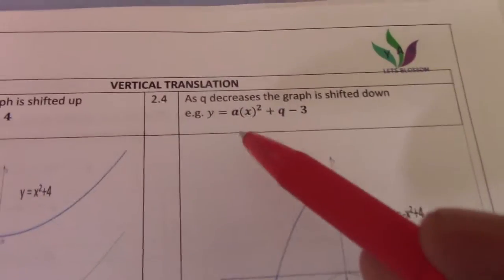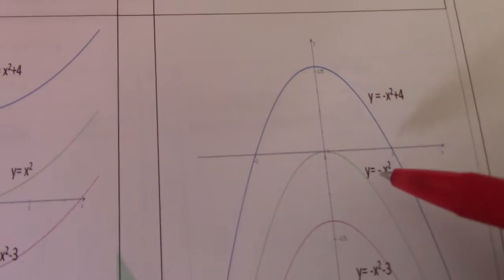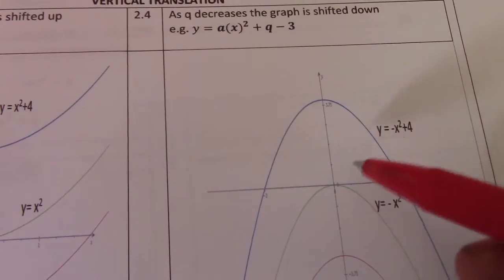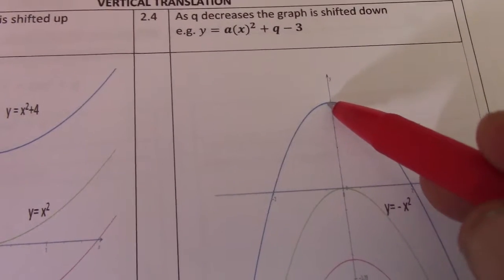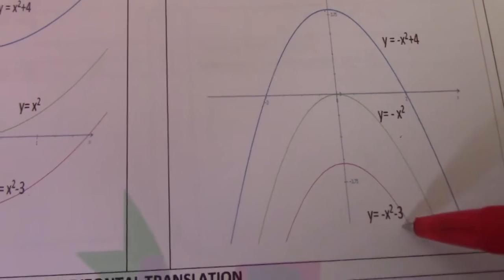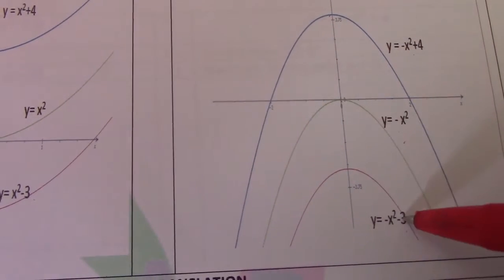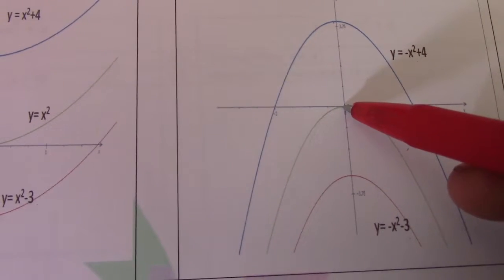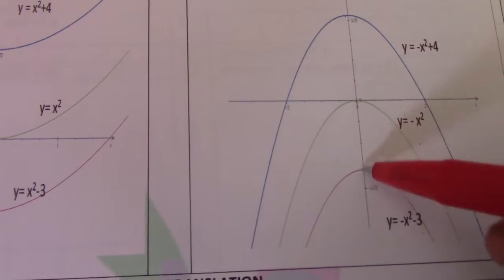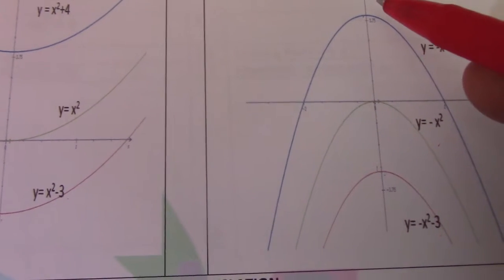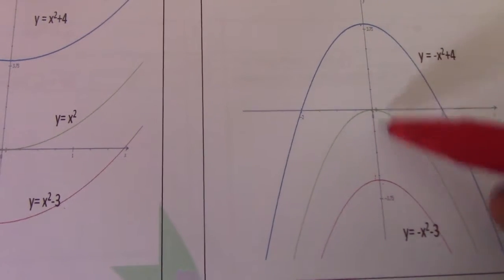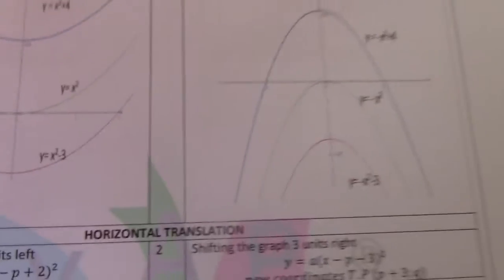If I take now a negative gradient, I have negative x squared. If I say plus 4, you see that goes from 0 to 4, so that new point becomes 4. If I write minus 3, that goes from 0 to negative 3, and therefore I've moved the graph vertically. So plus moves the graph up with the q value, minus moves the graph down.